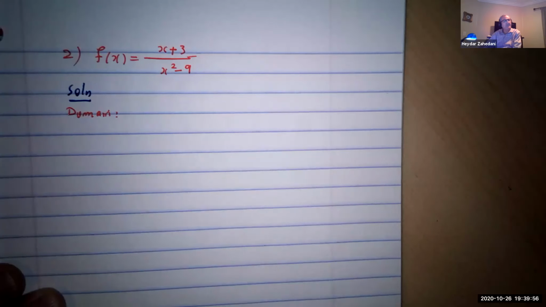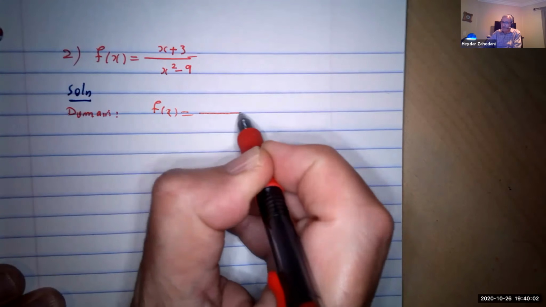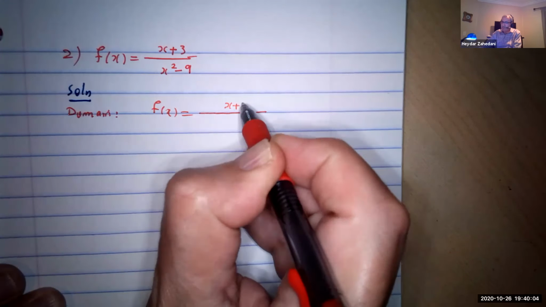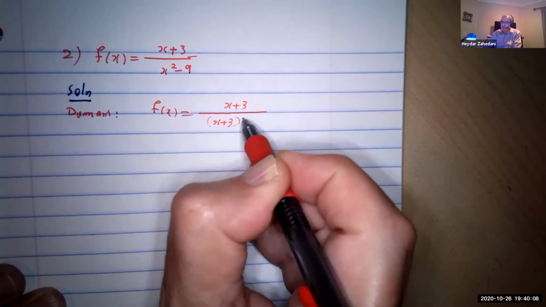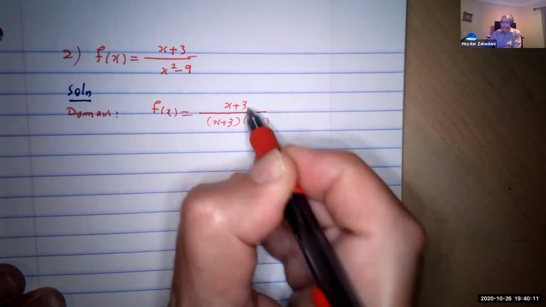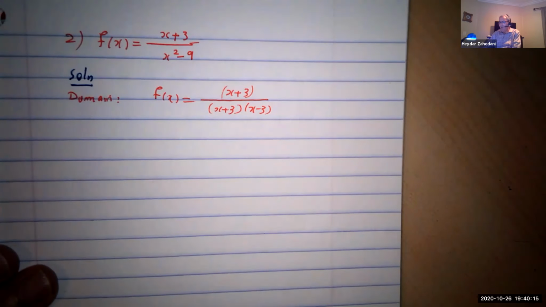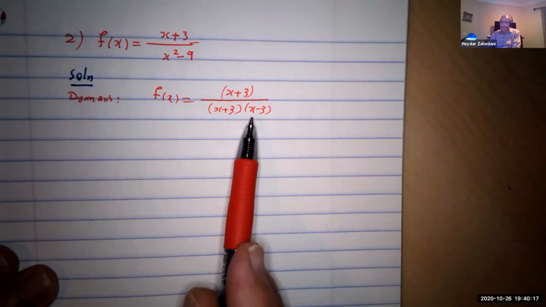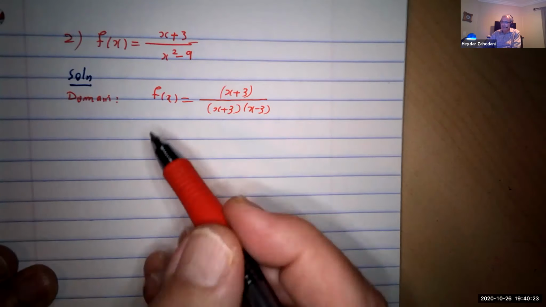You have to factor it because that's x squared minus 9. So f of x is going to be equal to x plus 3 on the top, x plus 3 times x minus 3 down the bottom. Remember, don't simplify it now. Get the domain. The denominator is going to be 0 at two places, at positive 3 and negative 3. So we have to take out two numbers.